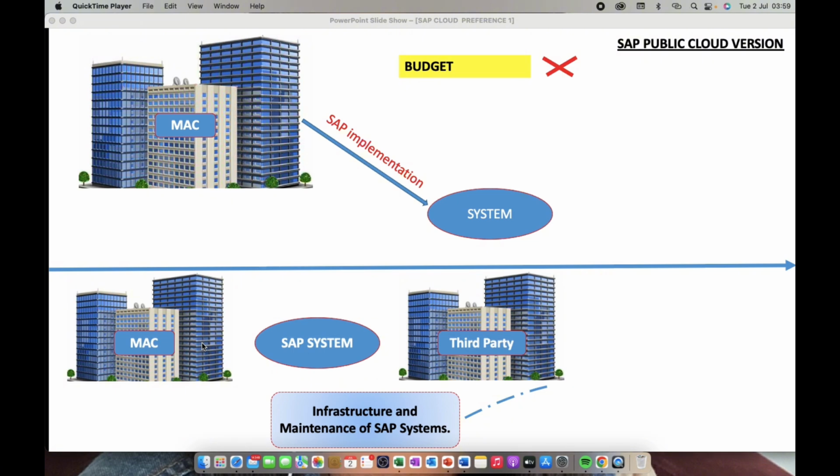Also, we have disadvantages. Of course, we know that anything that has an advantage has a disadvantage. The disadvantage with using this SAP public cloud will be that we don't have so much control over our data. And when it comes to the infrastructure, maintenance and data, we don't have so much control because this is done by the third party. So that's one of the disadvantages that we are going to be facing.